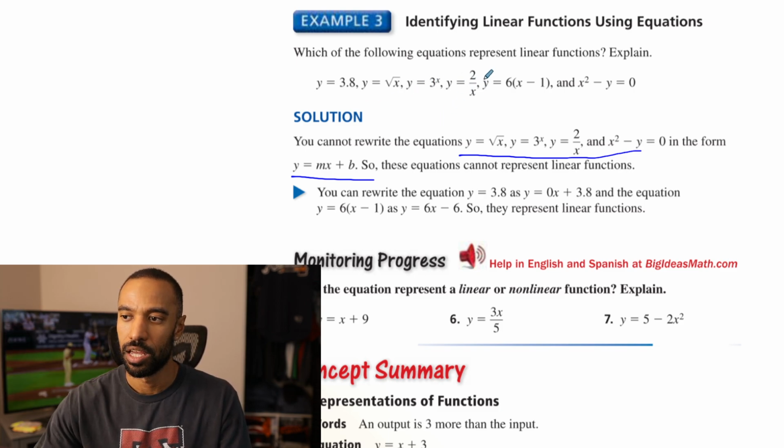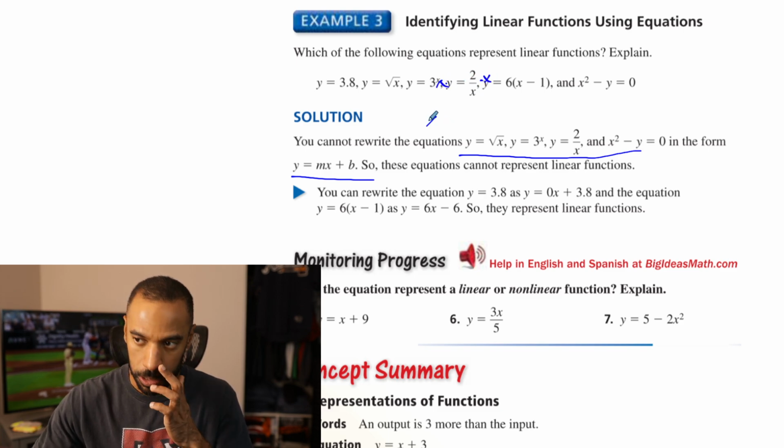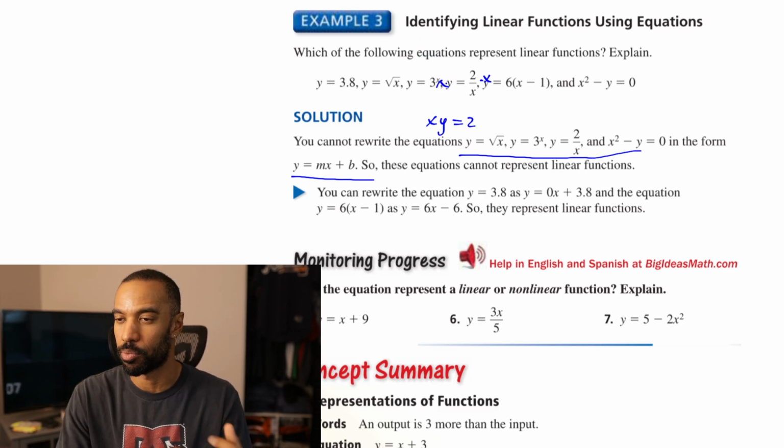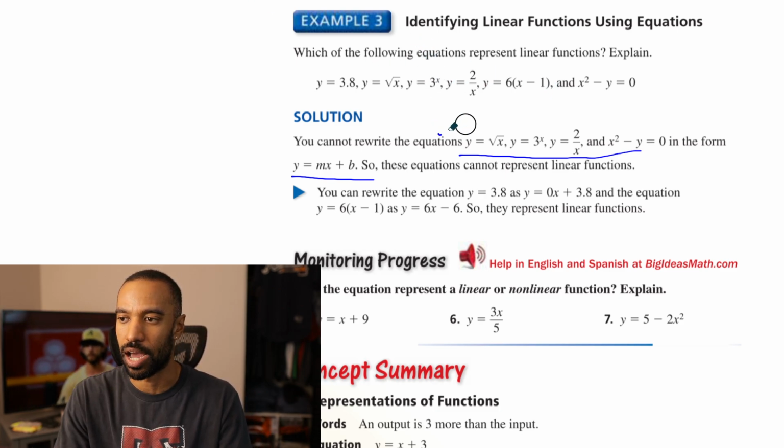Now, before you say we can multiply both sides by x like this, you'll notice that x and y are multiplying together right here to make 2. X and y need to stay separate. So this too is not a linear function.